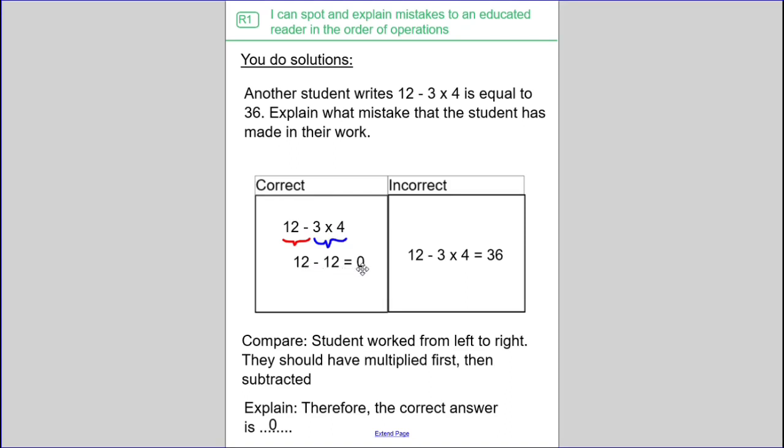For the incorrect box, we're going to write down the incorrect statement that was made, which was saying it's equal to 36. To compare, the student worked from left to right. They should have multiplied first, then subtracted. So they did 12 subtract 3, which is 9. 9 times 4 gave them 36. And we can see here that therefore the correct answer is 0.